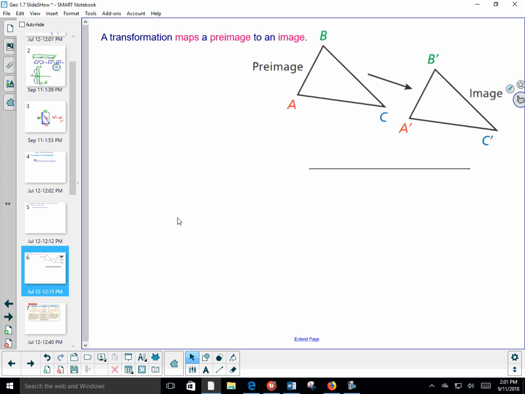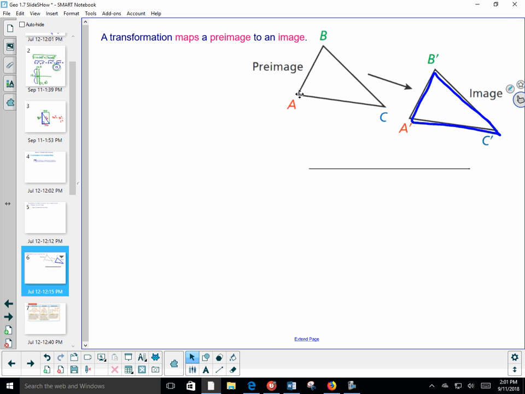So, for example, we could have this triangle ABC right here. That could be our pre-image, and then the image could be right here. So what did I do to this triangle to get it to appear here? I moved it. I shifted it. You could say, how did I shift it? Well, maybe I shifted it a certain distance to the right and a certain distance down. Does that make sense? But this would be some kind of a slide transformation.